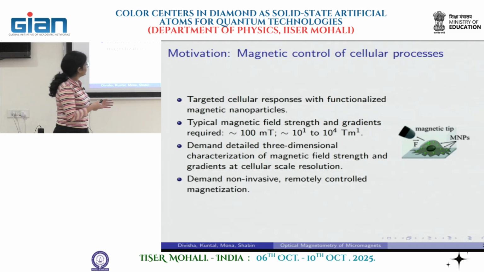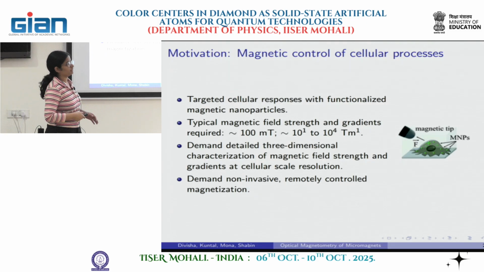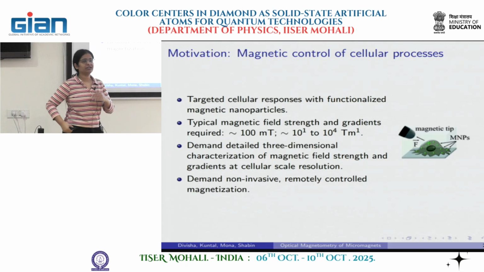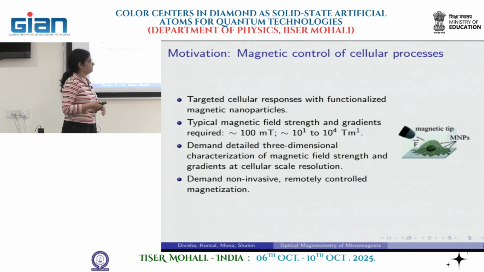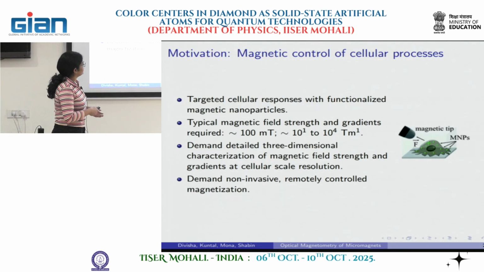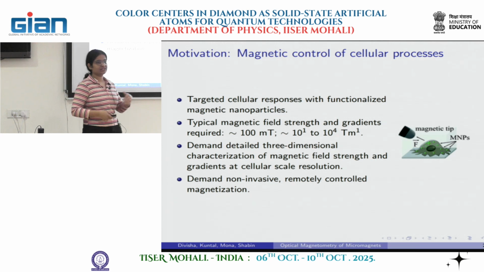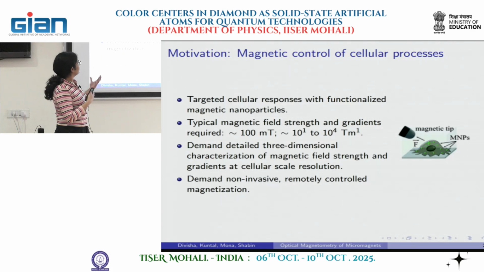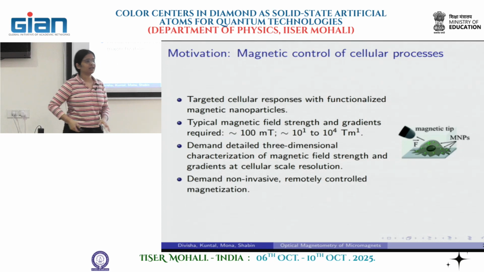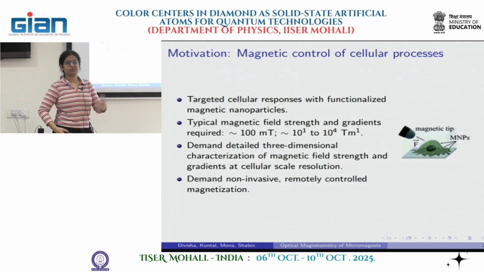Secondly, the challenge is that these kinds of modifications require large magnetic field gradients, of the order of almost 10 to the power 3 Tesla per meter. So this is a large gradient. And the nanoparticle motion is also sensitive, at the millitesla scale, to the magnetic field strength. So we need a setup where we can simultaneously control it and also characterize the distribution of magnetic field strength and gradient.